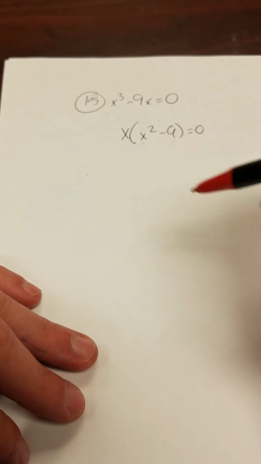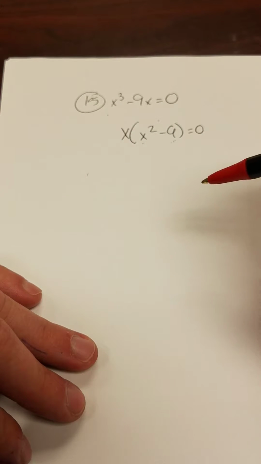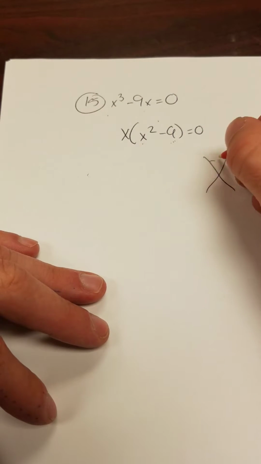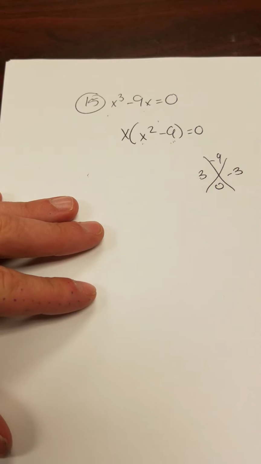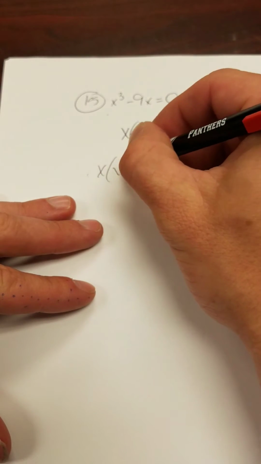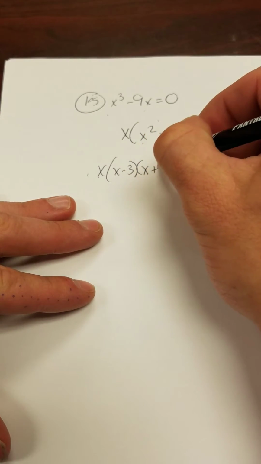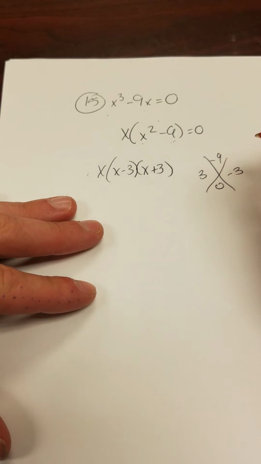This is a difference of squares. Okay? So what we're asking ourselves is, hey, what multiplies to give negative 9 and adds to give 0? Well, we know it has to be the same number with two different signs. Positive 3, negative 3. So this is x minus 3, x plus 3. Okay?